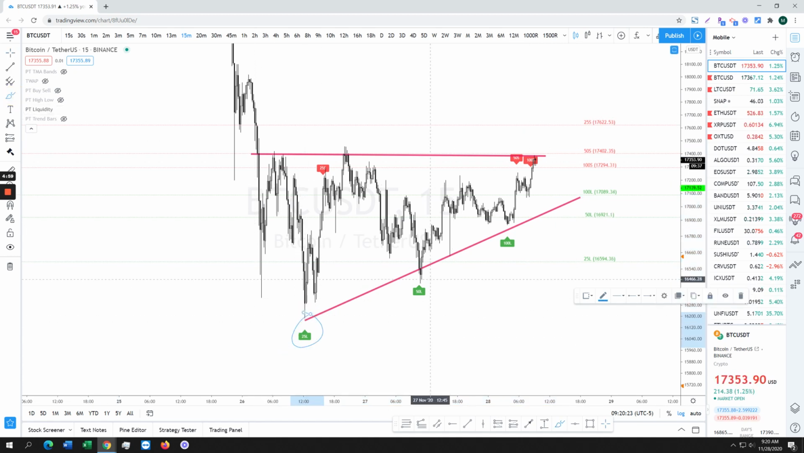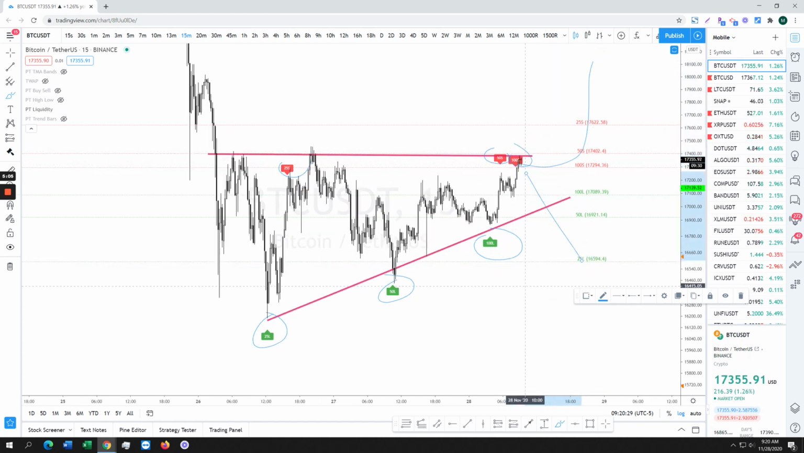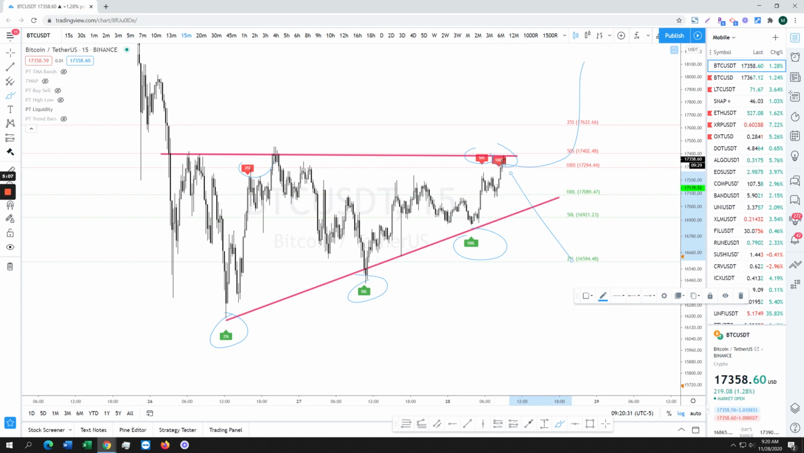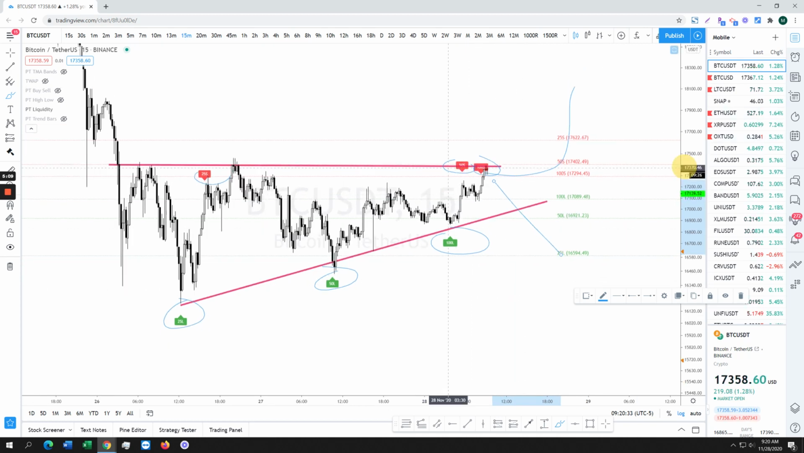It's going to go to the 25, then to the 50, then to the 100, then it's going to go to 25, then to the 50, then to the 100 until it breaks out or breaks down. Right? There's no in between. And obviously, this is going to break up. It's not going to break down. It's going to break up. It took enough liquidity on the downside for it to break up.